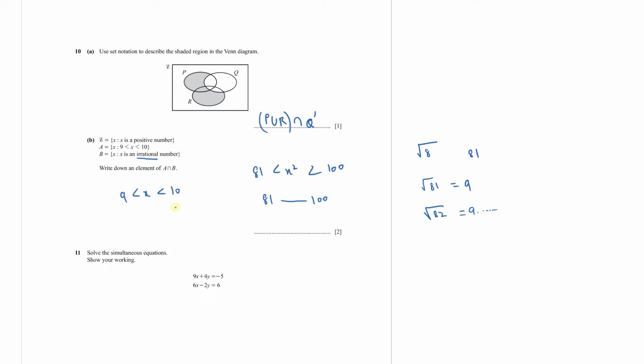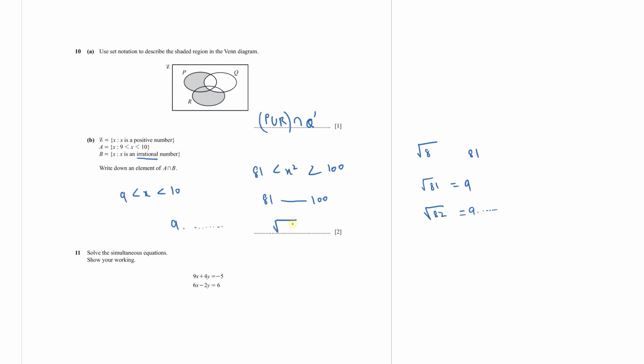Any number, if I take a square root of any number between 81 and 100, it will lie between 9 and 10, and it will also be an irrational number, because 81 is a perfect square, and the next number that is a perfect square is 100. So you can take any number between 81 and 100, and if you take a square root of that, it will be 9 point something something something, and it cannot be represented as a fraction.